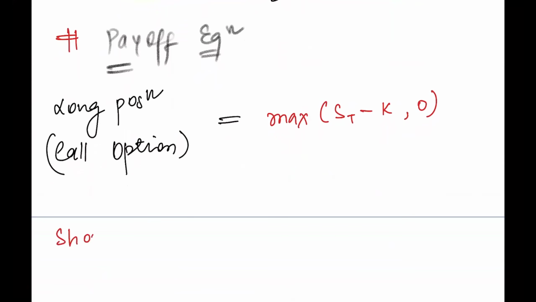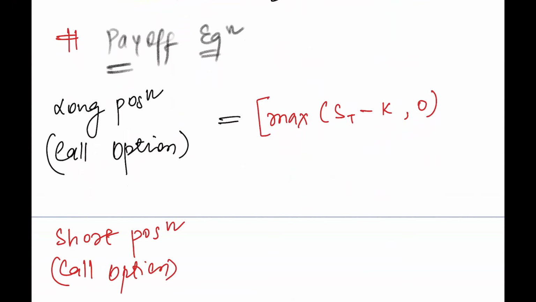Similarly, if you are in a short position in the call option, there is one more thing I want to include here. This is basically the payoff equation. We also know that the long is the buyer, and the buyer has to pay the premium. So minus P, where P denotes premium. This will be your complete equation.